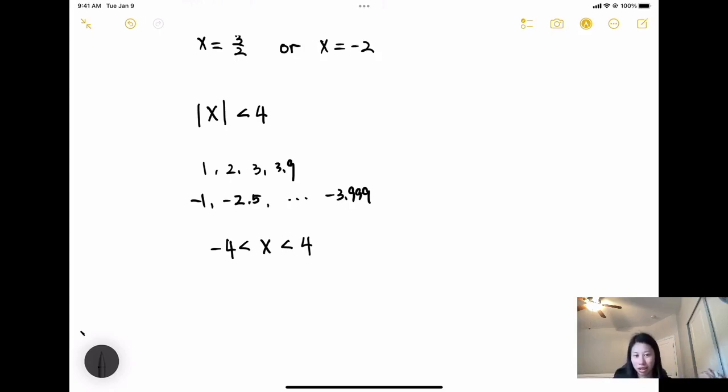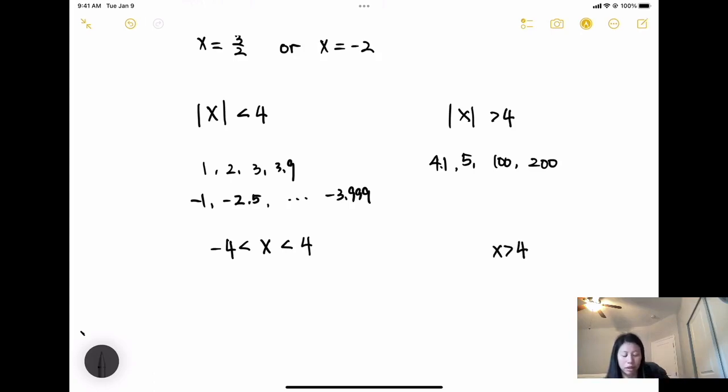What about the other direction? If I told you that the absolute value of x is greater than 4, what will be the possible solution? Greater than. So x can be 5, right? 4.1, 100, and 200. So we know that x has to be greater than 4.